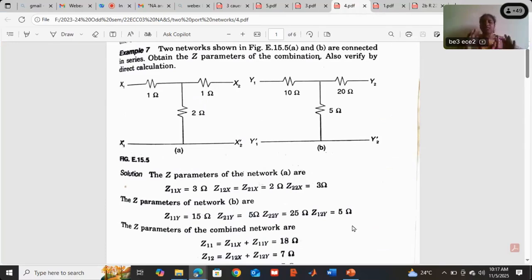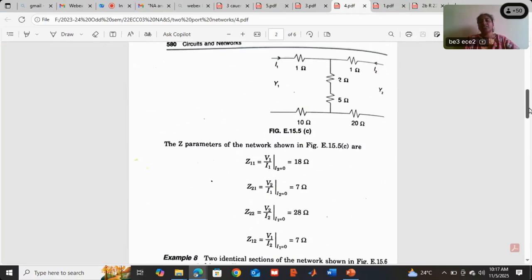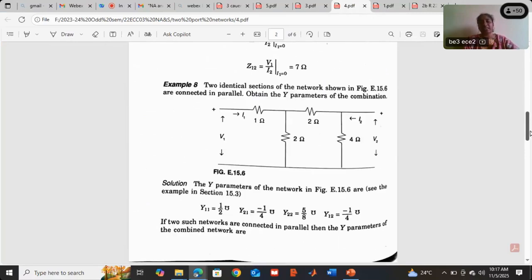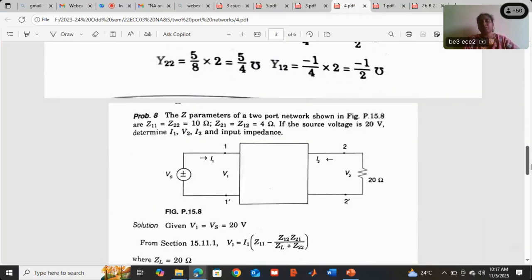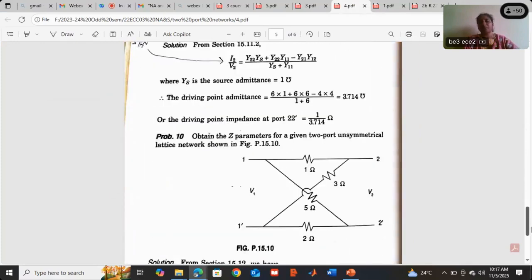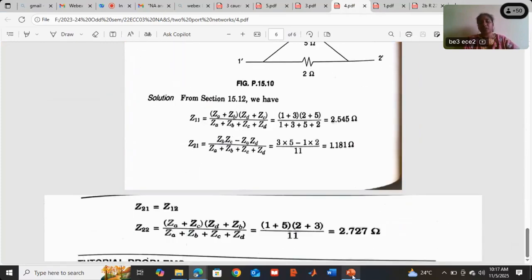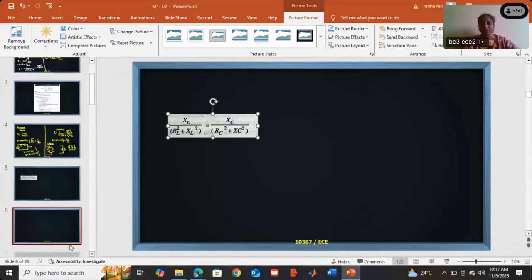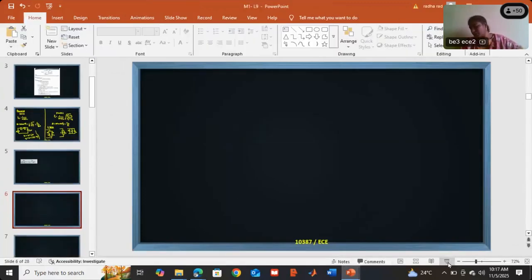If you put them together, then it is directly series combination. Series combination means direct addition. Respective elements direct addition. That is in the case of T network and Z matrix calculation. Okay. If it is pi model, Y calculation is required. Just I will show you how it looks like.